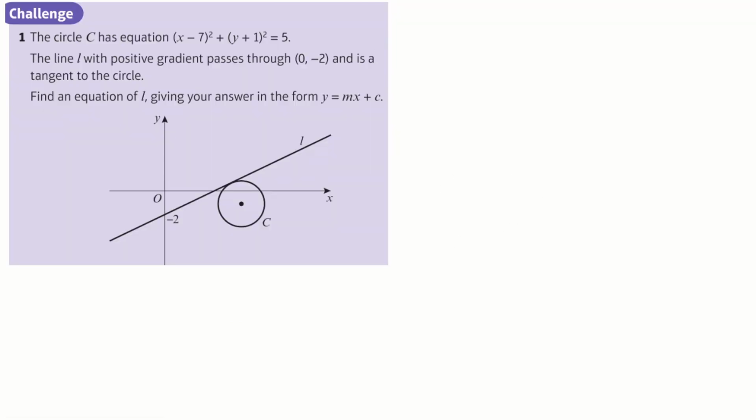We finally get to some actually interesting questions after all of that. So this is the first one. Got a center of 7, minus 1 down here. And we've got a line that's tangent to the circle. So we can call the line y equals mx plus c, obviously, except we know c is minus 2.